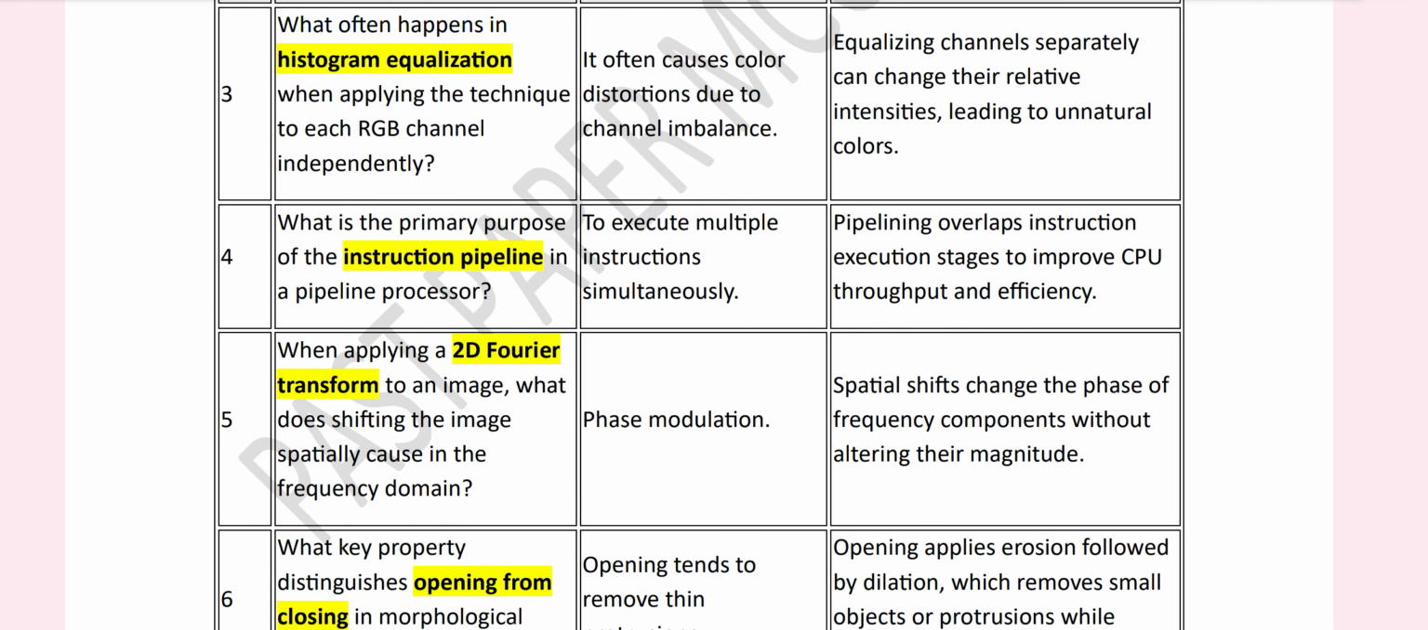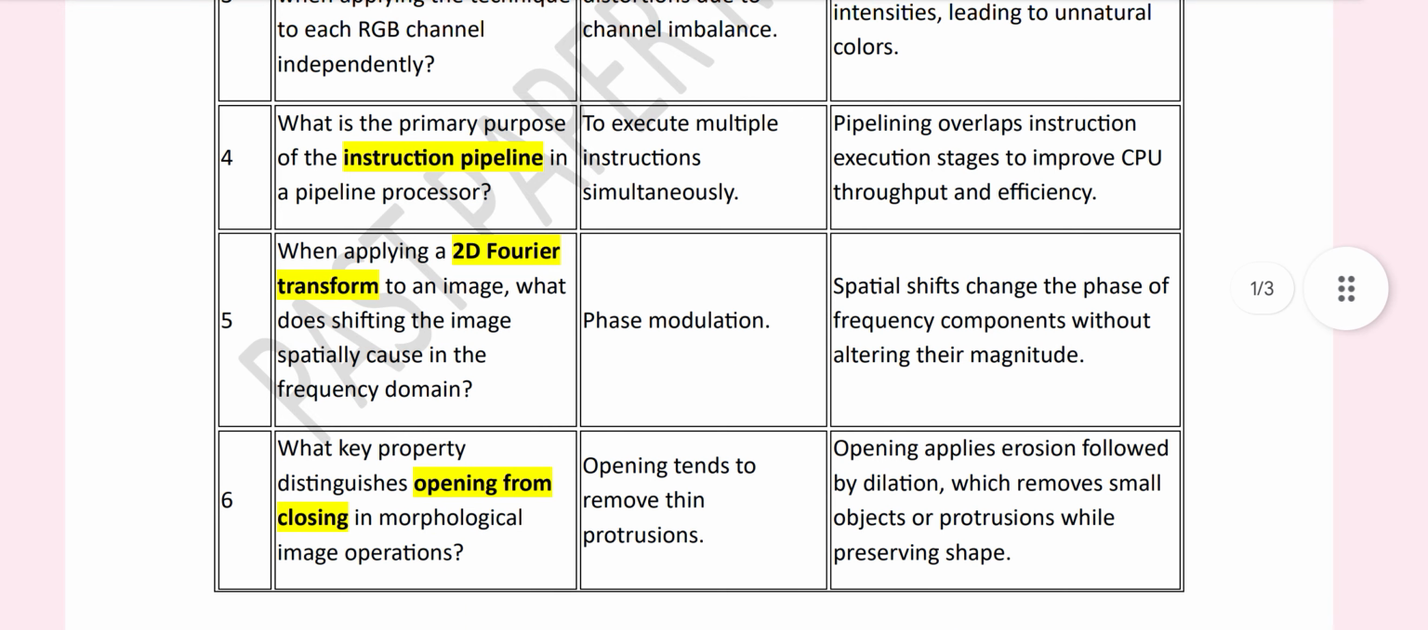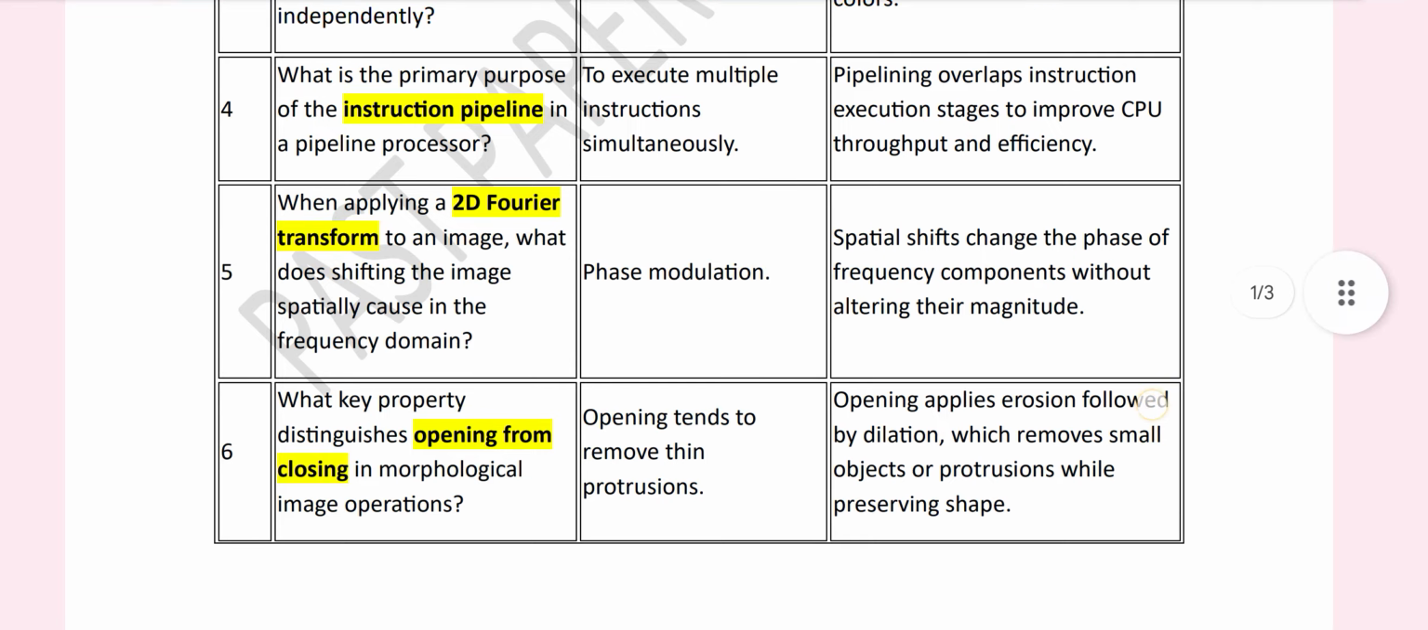Question number 4 is, what is the primary purpose of the instruction pipeline in a pipeline processor? Right answer is to execute multiple instructions at a time. Pipelining overlaps instruction execution stages to improve CPU throughput and efficiency.